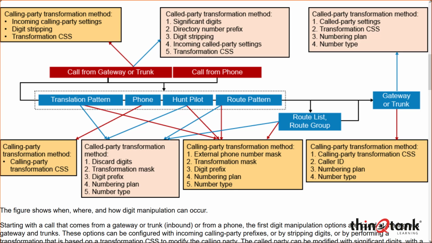So it can be a little confusing because there are many, many places that you can manipulate the pattern itself. You can manipulate it on the gateway. You can manipulate it on the phone. You can manipulate it on the route pattern. You can manipulate it at a translation pattern. On the route list, you can manipulate it. So this basically identifies all the blue boxes indicate where we have the ability to manipulate the patterns.